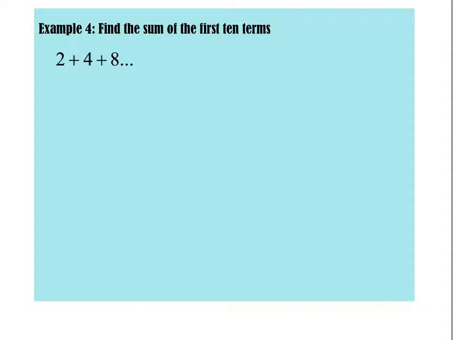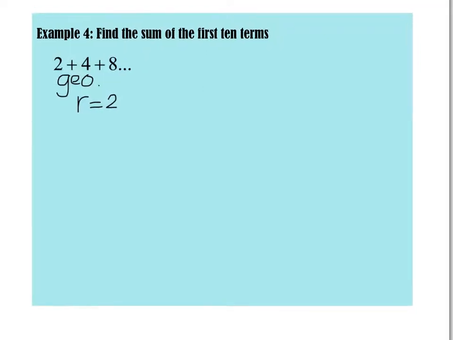Okay, find the sum of the first 10 terms. So this is example number 4. So we ask ourselves, is this arithmetic, geometric? In this case, it's geometric. You can see to get from one term to the next, I'm multiplying by 2. So the formula is the sum up till the nth term is T1 times 1 minus r raised to the n all over 1 minus r. So let's plug in what we know.